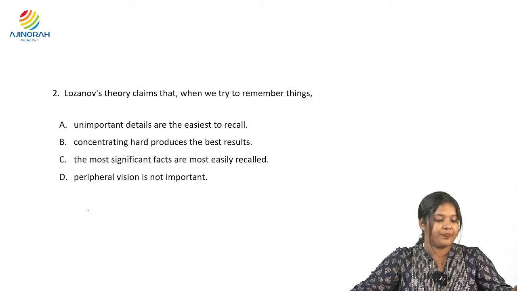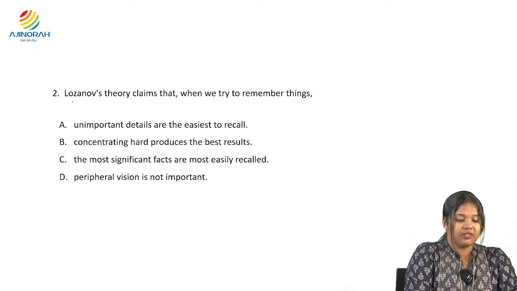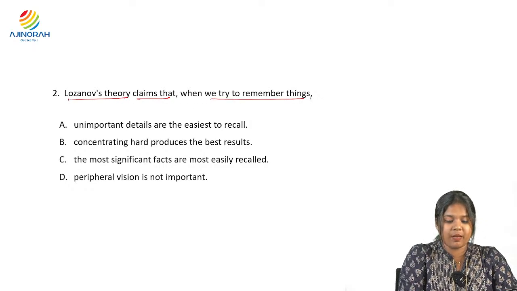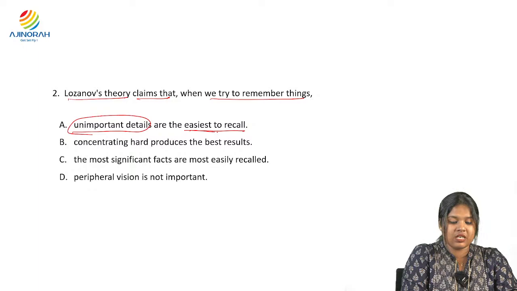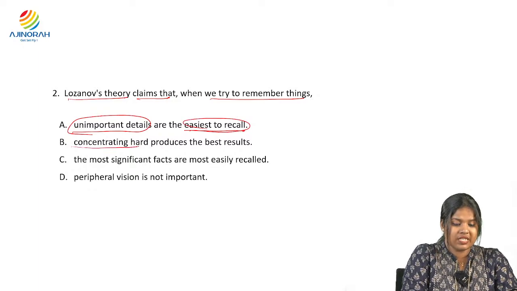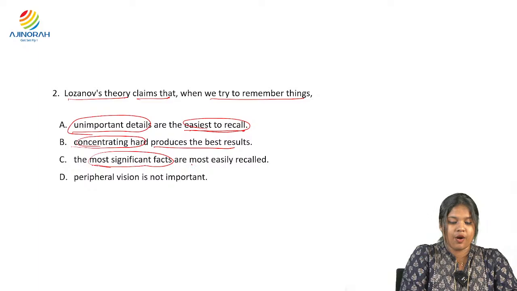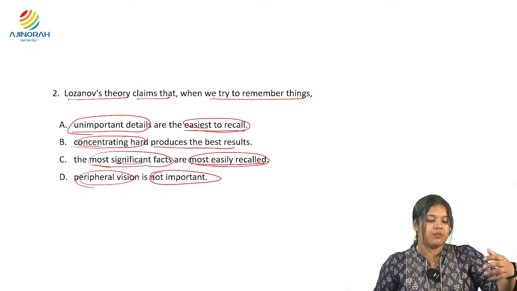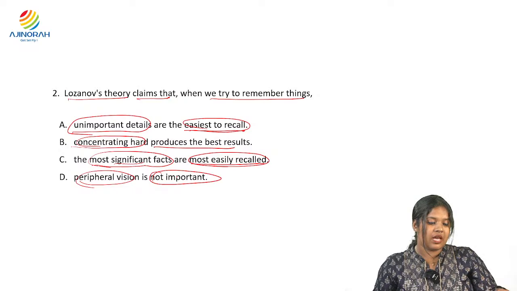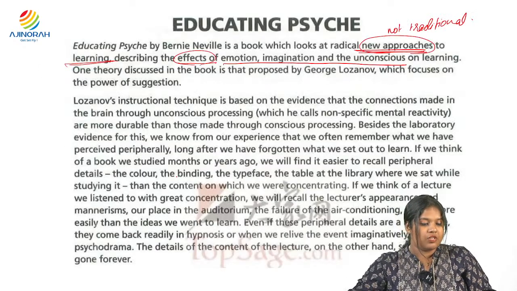So we'll move on to the second one. In here it says that Lozanov's theory claims that when we try to remember things, unimportant details are easiest to recall. Then, concentrating hard produces the best results. Then, most significant facts are most easily recalled. Significance means important facts. Then, peripheral vision is not important. So we'll check.